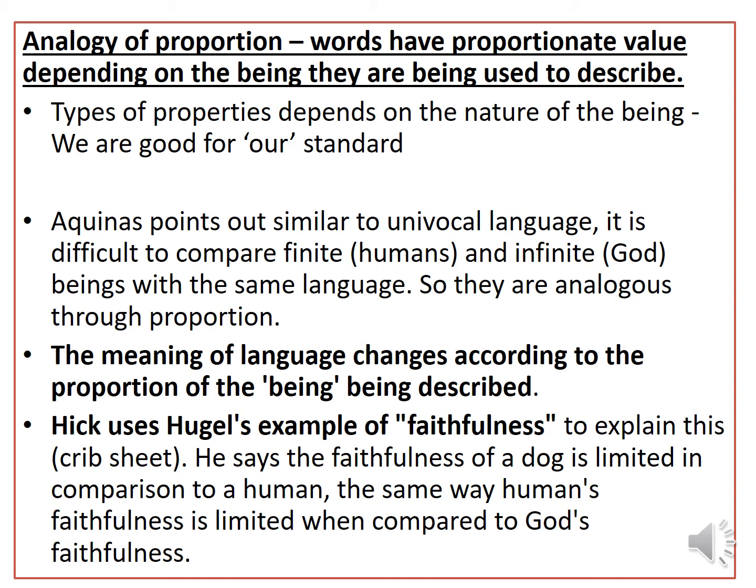Again, Hick weighs in here and he uses an example from a man called Hugel about the ideas of faithfulness. And again, this is explained in bold on the crib sheet, so I would refer back to this. But Hick says that the faithfulness of a dog is limited compared to the faithfulness of a human. So the faithfulness of a dog is different to the faithfulness of a human, and the faithfulness of a human is different to the faithfulness of God. So faithfulness is proportionate depending on who or what we are applying it to.